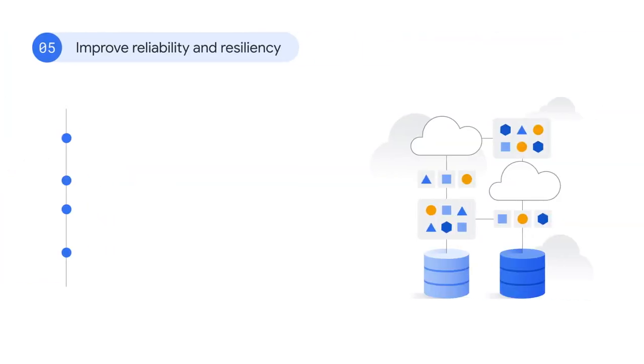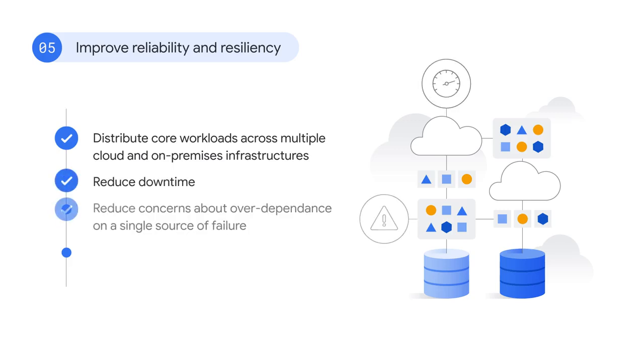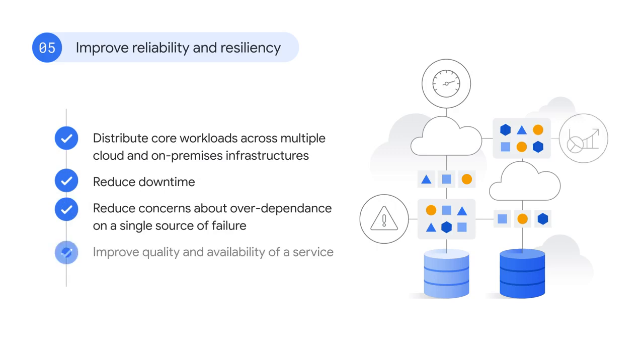Improve reliability and resiliency. Organizations can distribute core workloads across multiple cloud and on-premises infrastructures to reduce downtime and concerns about overdependence on a single source of failure. This approach can improve the quality and availability of a service.